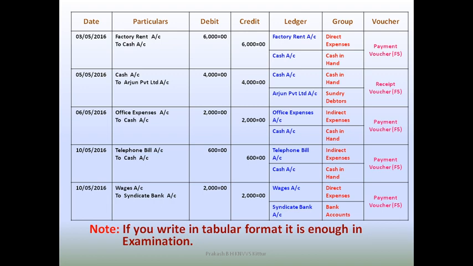On 10/5/2016, the wages account. The wages account is a direct expense. We paid the wages of the workers through a bank cheque. So wages is a ledger head, and it comes under the group direct expense. Then we paid the wages through a Syndicate Bank cheque. Therefore, the Syndicate Bank account is a ledger head, and it comes under bank accounts. We made the payment, so the payment voucher is passed.